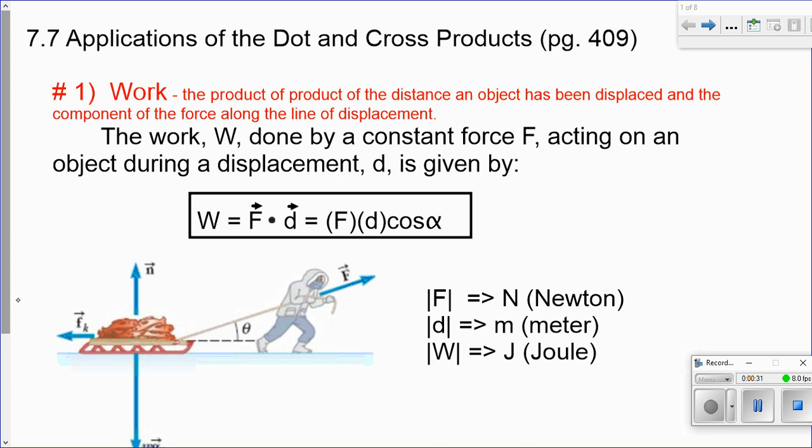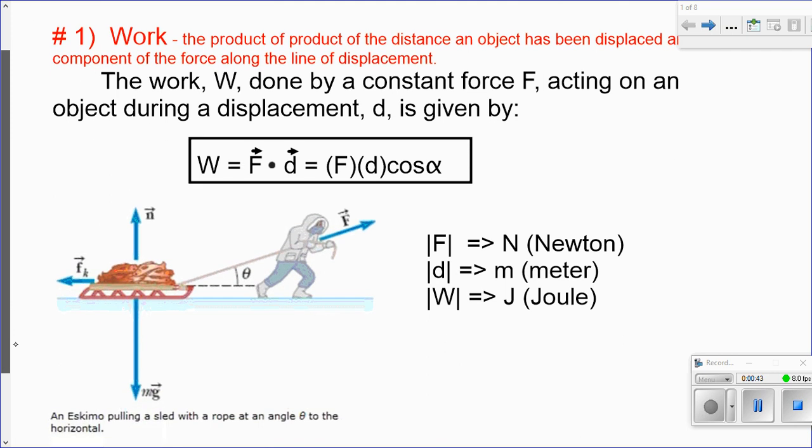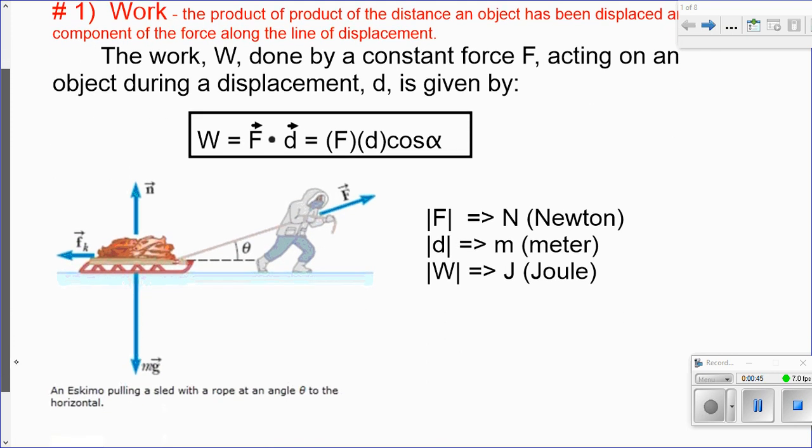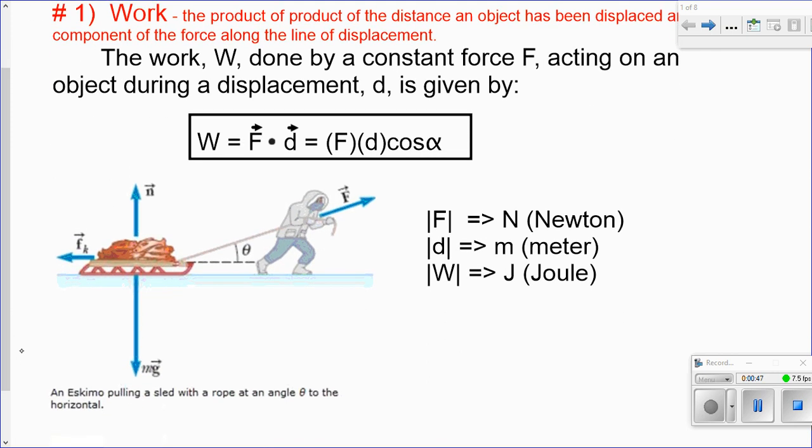So first up, we have to discuss a little bit the definition of work. Work is the product of the distance of an object that's been displaced and the component of the force along the line of displacement. So here's an example of work: someone pulling a sled using a rope and sliding along the ground, but at an angle where the force is being applied here.